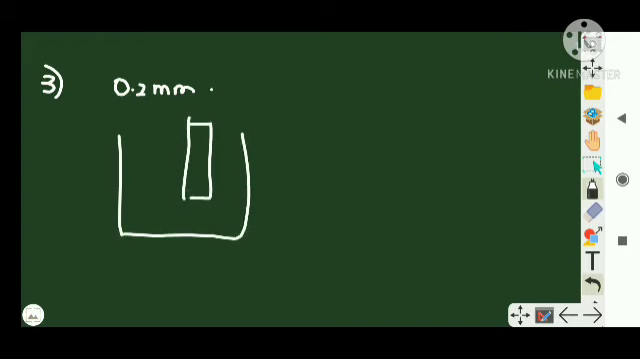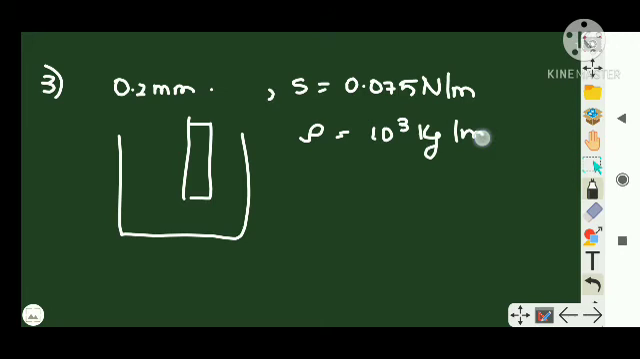It's a simple question, just understand the logic. Now the third question: a capillary tube of 0.2 mm radius is dipped vertically in water, like this. If the surface tension of the water is given as 0.75 Newton per meter, density of water is 1000 kilogram per meter cube, and g is 10 meter per second square, find the height of water column.